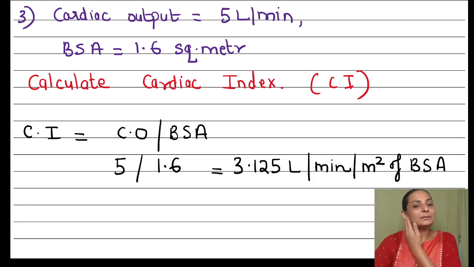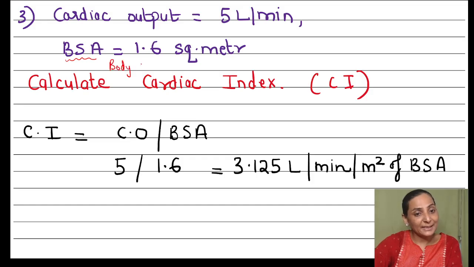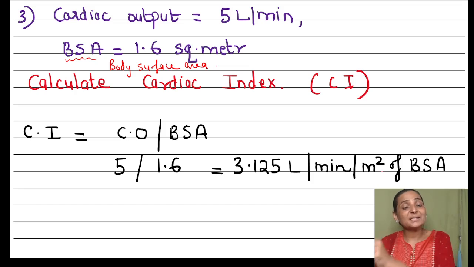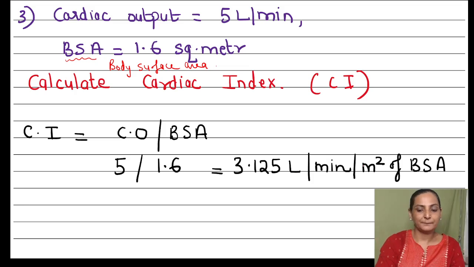Then calculate the cardiac index. What data is given? Cardiac output, which is 5 liters per minute, and body surface area is given. So for calculating cardiac index, you require body surface area, right? So cardiac index is cardiac output divided by body surface area, which comes to 5 divided by 1.6. But very very important is the unit, which is commonly done as a mistake. So it is 3.125 liter per minute per meter square body surface area. So cardiac index is per meter square body surface area.